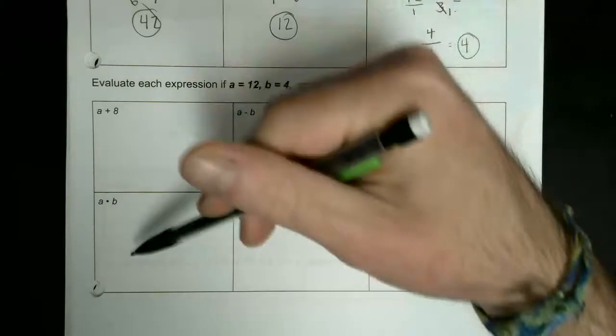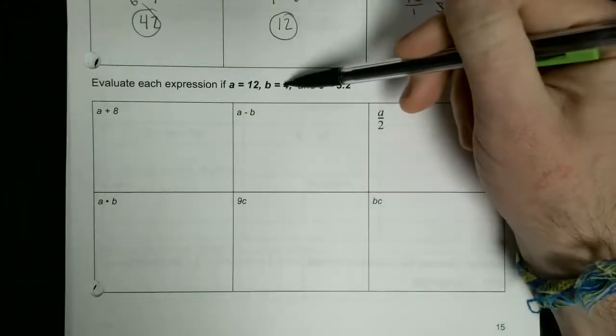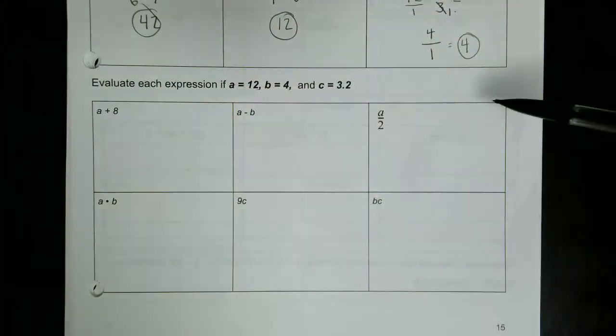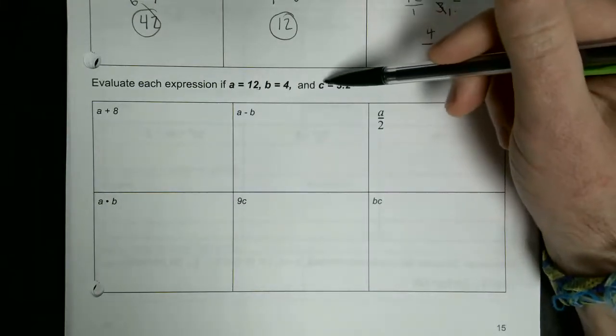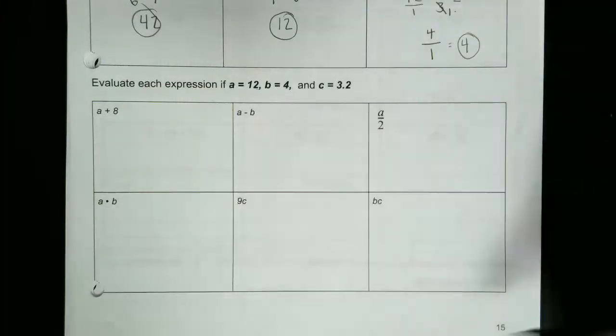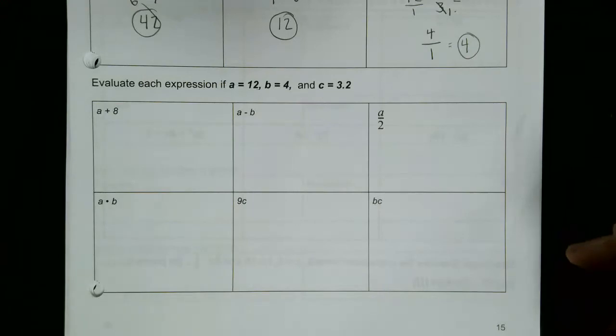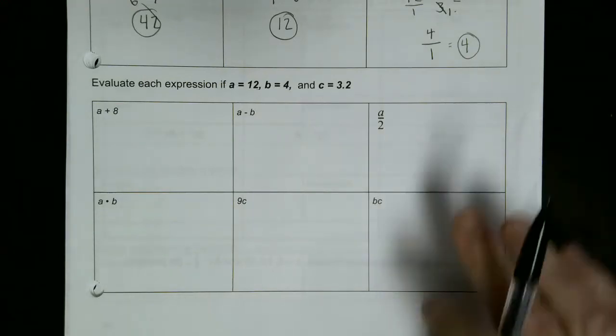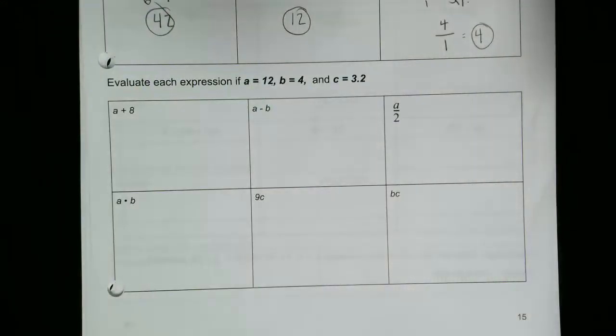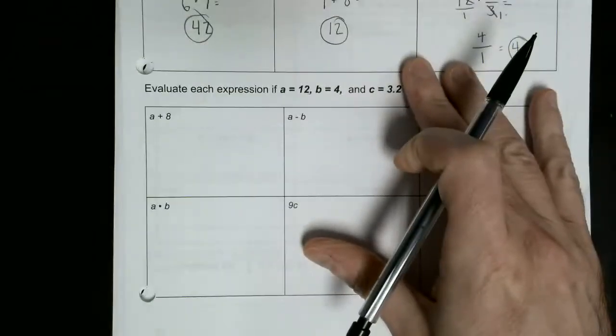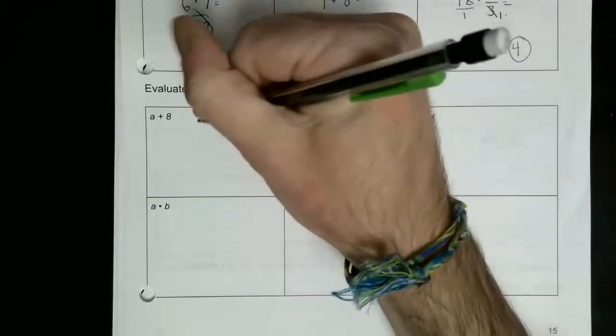Whenever you see A in any of these problems, A is 12. Whenever you see B in any of these problems, B is 4. Whenever you see C in any one of these, C is 3 2/10. Okay? So let's try this one. If you want to try these on your own, again, you can. But make sure you write the expression first.